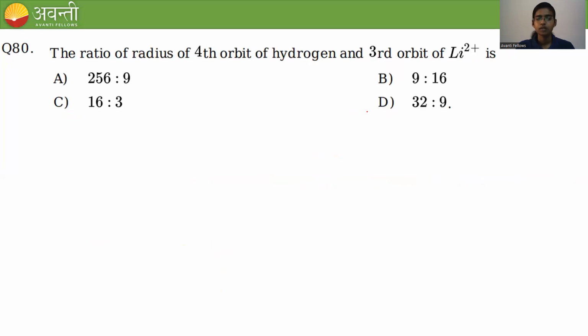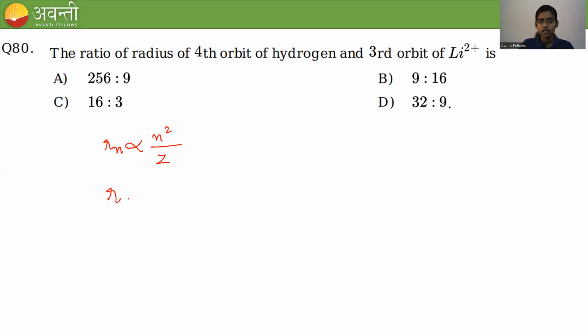Then coming to question number 18. The ratio of the radius of the fourth orbit of hydrogen and the third orbit of Li2+ is? So what we have to find out? We have to find out the radius of both these, that is for hydrogen and for lithium. So what is the relation we have to use? r_n is directly proportional to n square divided by Z.